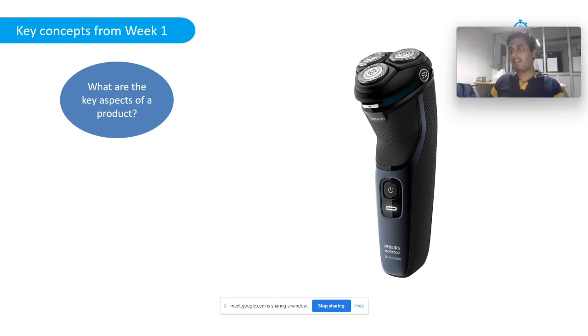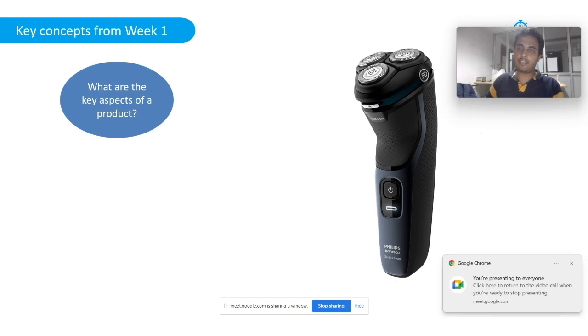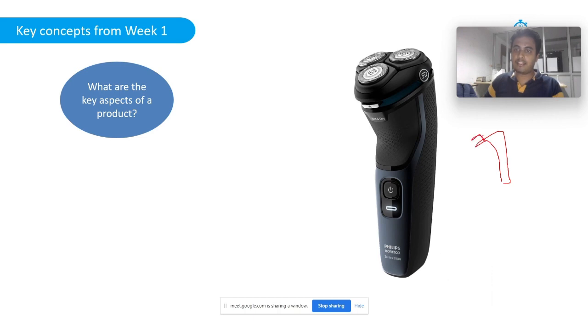A trimmer is something like this. You have a guard in the front, and you can adjust the height, which allows you to trim your beard up to some length. Depending upon your setting, you can keep your beard up to a certain length. That's the purpose of a trimmer. But this is a shaver, so it has circular rotary blades which actually shave. It will do a clean shave to your face.